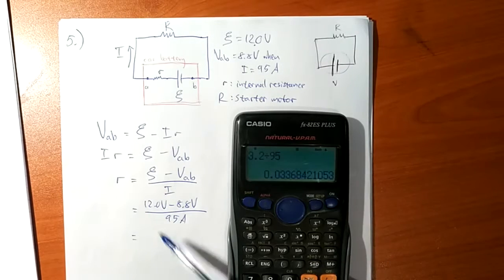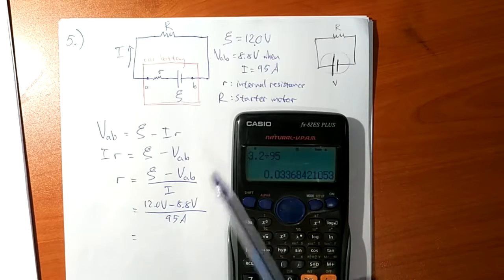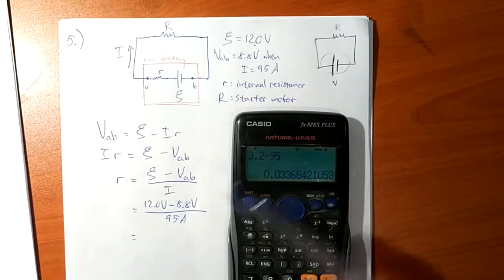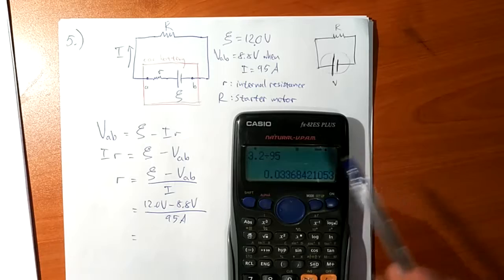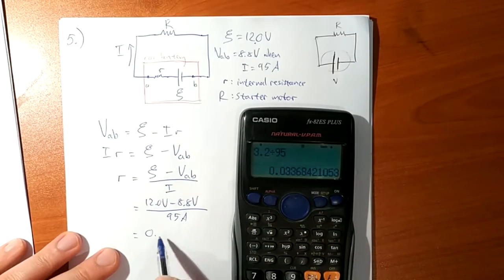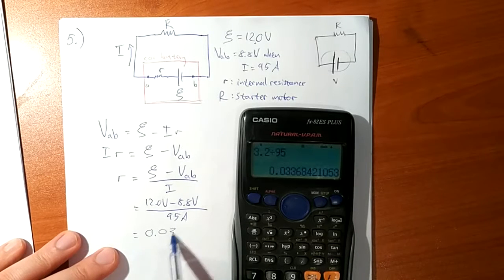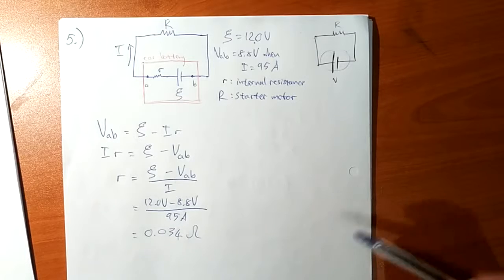We're not going to use this in subsequent calculations, so I'm just going to provide this as a final answer. So how many significant digits? There's multiplication and division going on, so I'm going to look at the least number of significant figures. That's 95, which is 2. So I'm going to provide 2 significant figures. So I can write this as 0.034 ohm. Good. So that is the internal resistance.